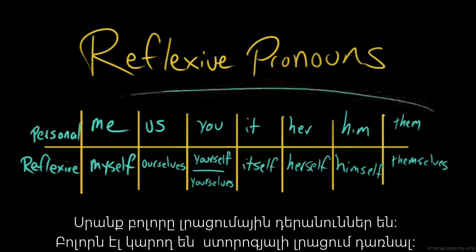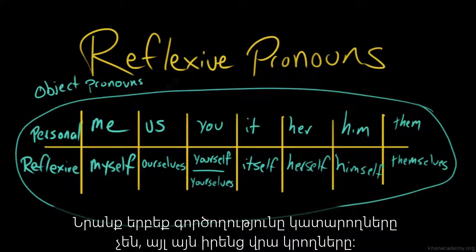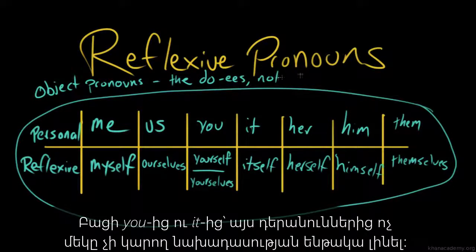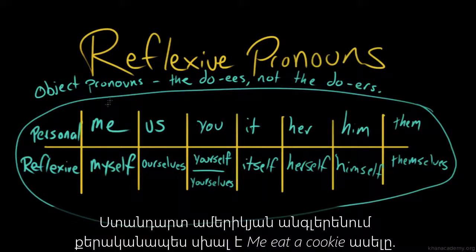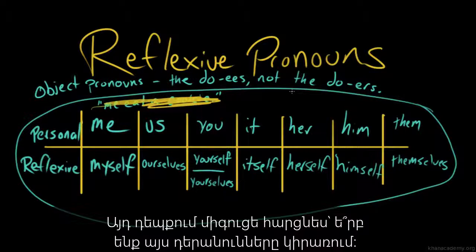Now, all of these are what we would call object pronouns. They can all be the object of a verb. So they're never the doers, they're always the doees. With the exception of you or it, none of these pronouns can be the subject of a sentence. In standard American English, it is not grammatical to say, me eat a cookie, for example. It's part of why Cookie Monster sounds so funny. So then the question becomes, when do you use these?